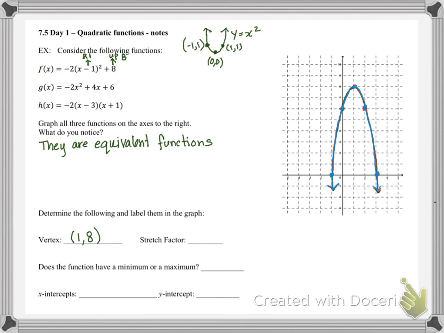So then, what about the stretch factor? Any ideas? One thing you can look at is if you go 1 unit to the right of the vertex, notice that this distance here is 1 vertical unit. So if you go 1 unit to the right of our new vertex, what is the distance between the vertex and that point?